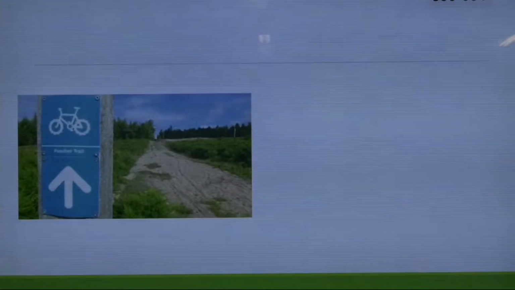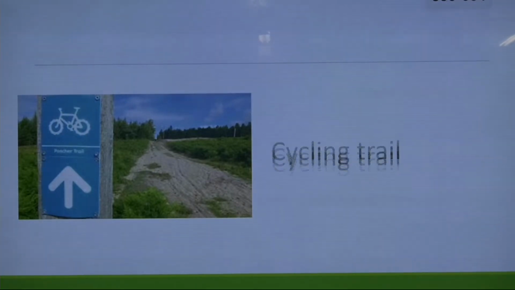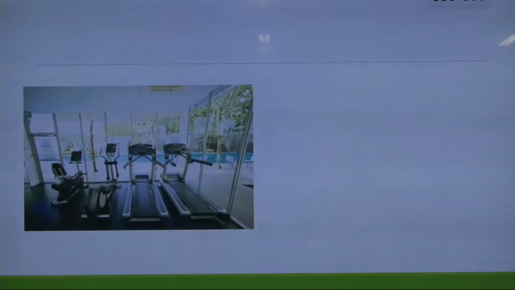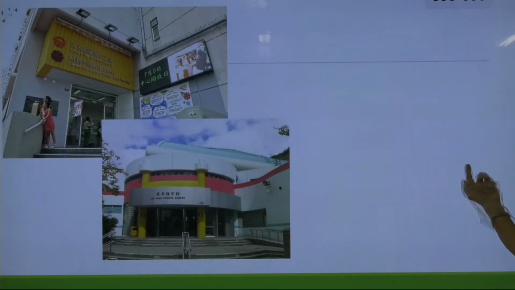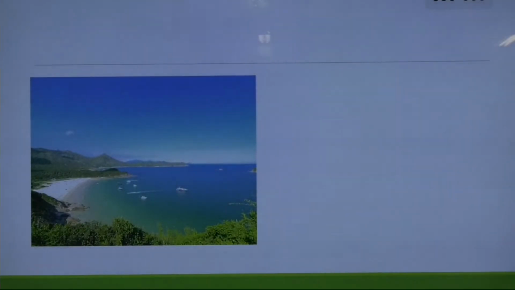And hey, how about this? Cycling track. And gym room, right? Or you like swimming, windsurfing, you may say you go to cycle.